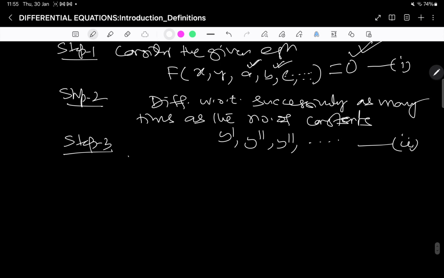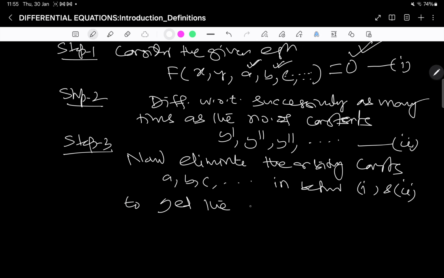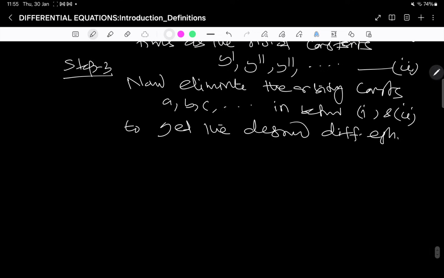Now eliminate the arbitrary constants a, b, c, etc. between 1 and 2 to get the desired differential equation. If I solve one example, then your idea will be clear. Now consider one example.